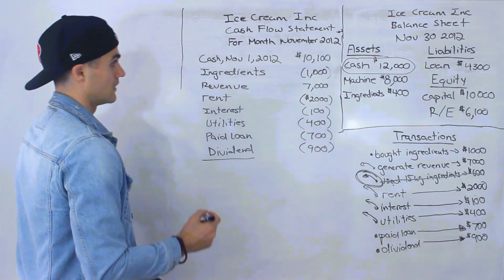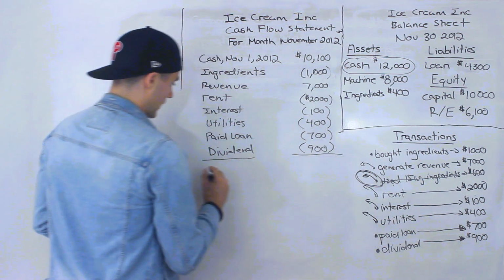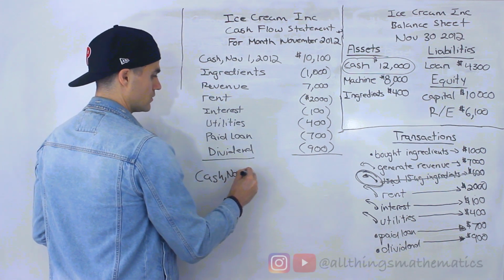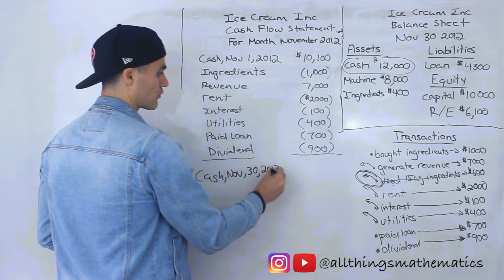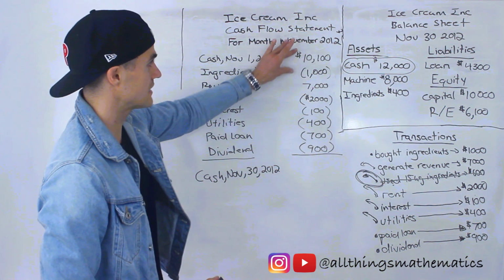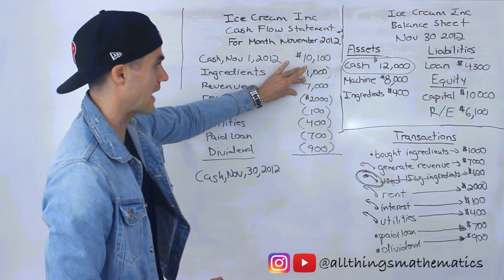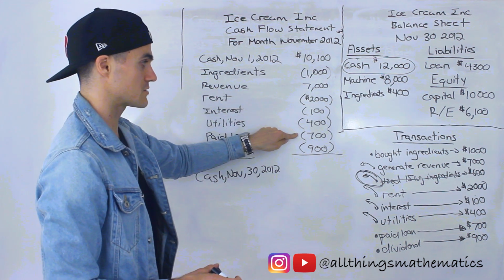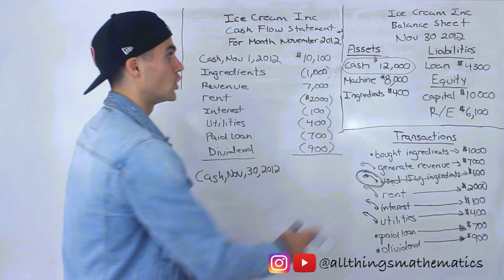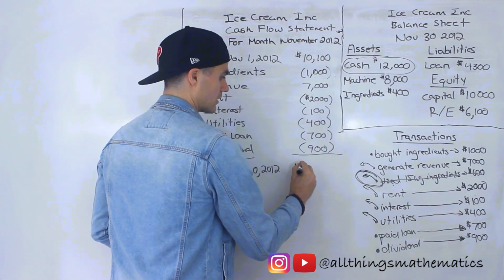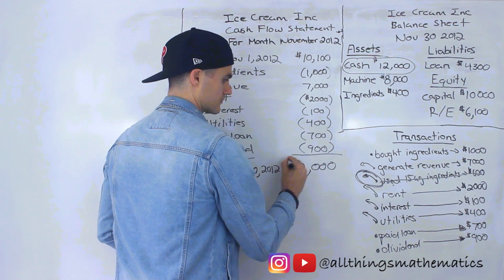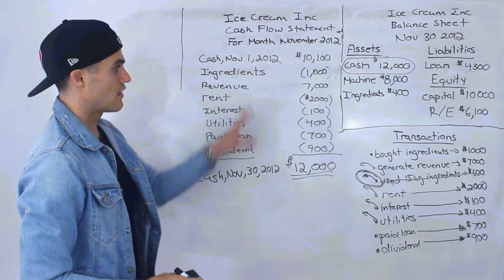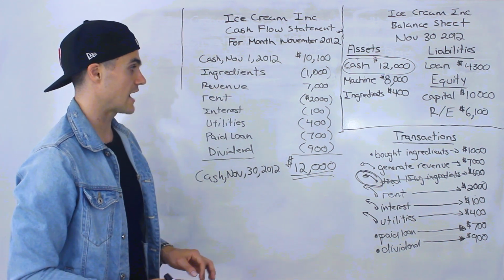The rest did. And so what happens is if you were to net all of this out, you'd end up getting your cash balance for November 30th, 2012. If you take 10,100, subtract 1,000, add 7,000, subtract 2,000, subtract 100, subtract 400, subtract 700, subtract 900, you would end up getting this amount here. And this here is that fourth financial statement, the cash flow statement.